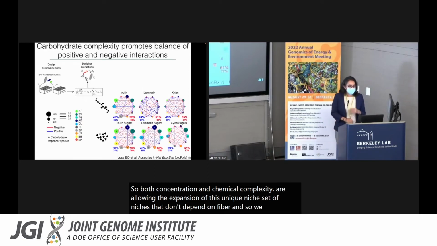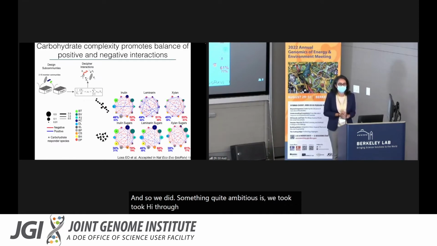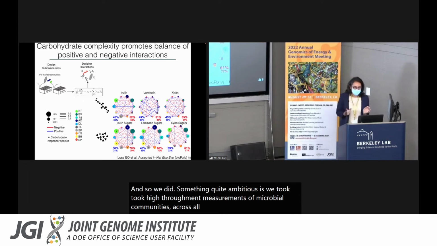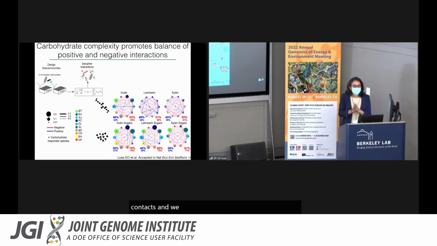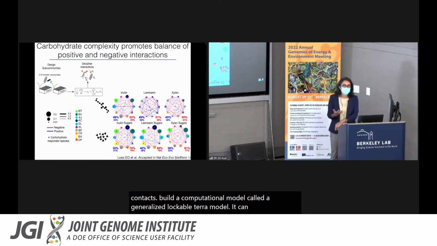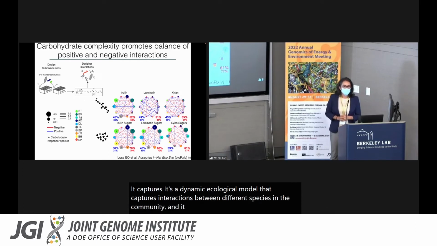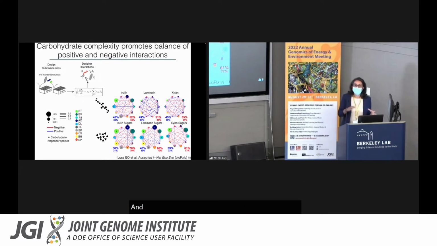And so we did something quite ambitious, which is we took high throughput measurements of microbial communities across all of these different nutrients, which requires looking at a lot of different communities and a lot of different contexts. And we built a computational model called a generalized Lotka-Volterra model. It's a dynamic ecological model that captures interactions between different species in the community. And it represents the growth dynamics of the community and the pairwise interactions. So it doesn't capture higher order interactions.